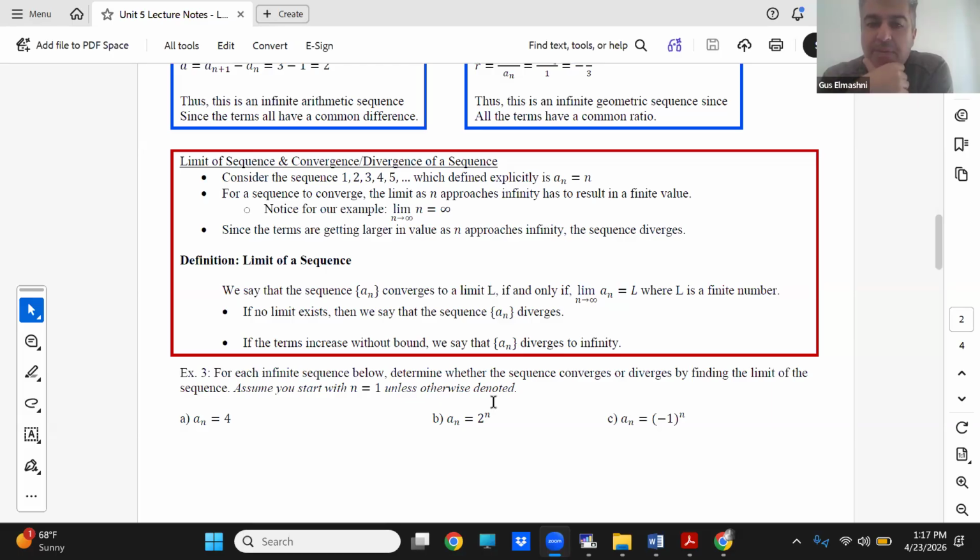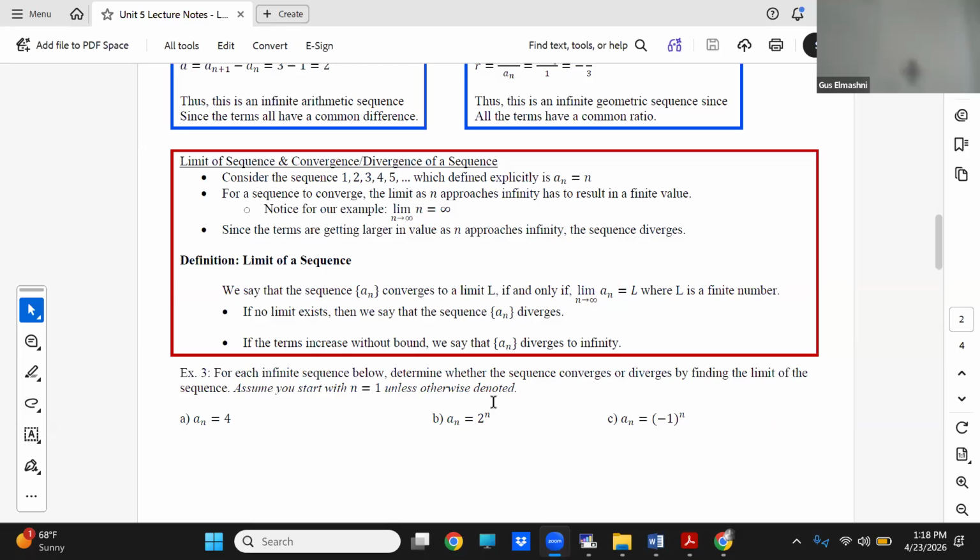And if you were to take the limit as n approaches infinity of that expression, of course that doesn't converge. If I take the limit as n approaches infinity of n, what would you just get? Infinity, right? So that's the problem. Since the terms are getting larger and larger, it diverges, right?